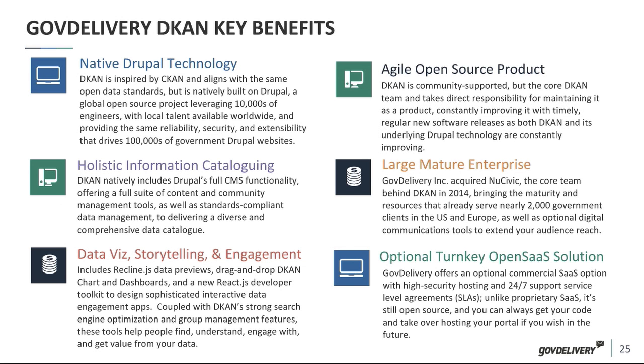I already spoke at length about why we think holistic information cataloging is important. Worry about your content as well as your data. I think it's material that GovDelivery has thousands of clients. Data is a very small part of what they do, but it's nice to have a relatively large, mature enterprise behind a product. Even if it's open source and you never ever want to pay GovDelivery or anyone else to help you with DKAN because you have the technical talent in-house, which we think is fantastic, by the way, it's still good to know that there's a real, significant entity with significant economy around an open source product that's investing in it all the time.